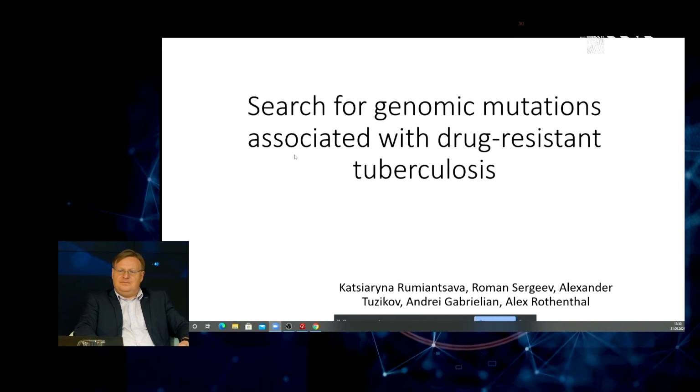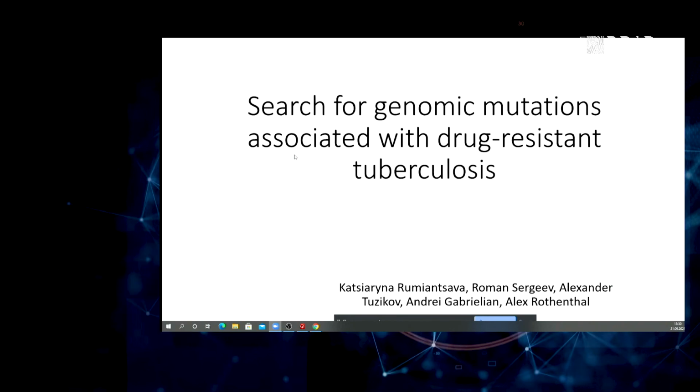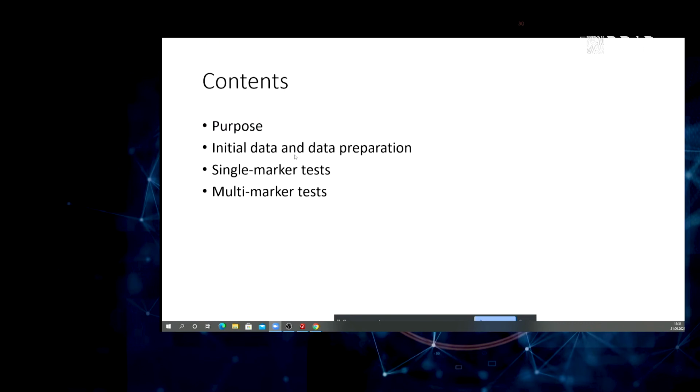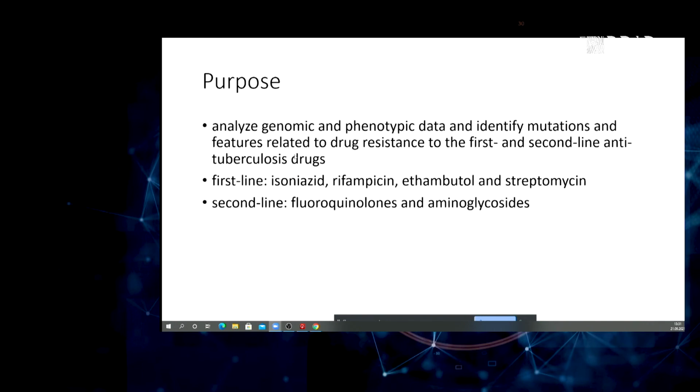The topic of my presentation is search for genomic mutations associated with drug-resistant tuberculosis. So today we'll talk about the purpose of this research, which data we use and how we prepare it, which single marker and multi-marker tests we used, and which results we obtained. The purpose of this research was to analyze genomic and phenotypic data and identify mutations and features related to drug resistance to the first and second line anti-tuberculosis drugs. We consider isoniazid, rifampicin, ethambutol, and streptomycin as first-line drugs, and fluoroquinolones and aminoglycosides as second-line drugs.